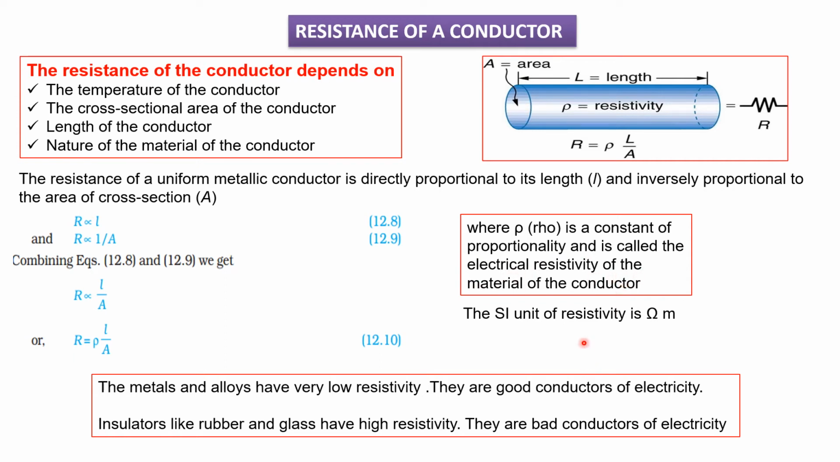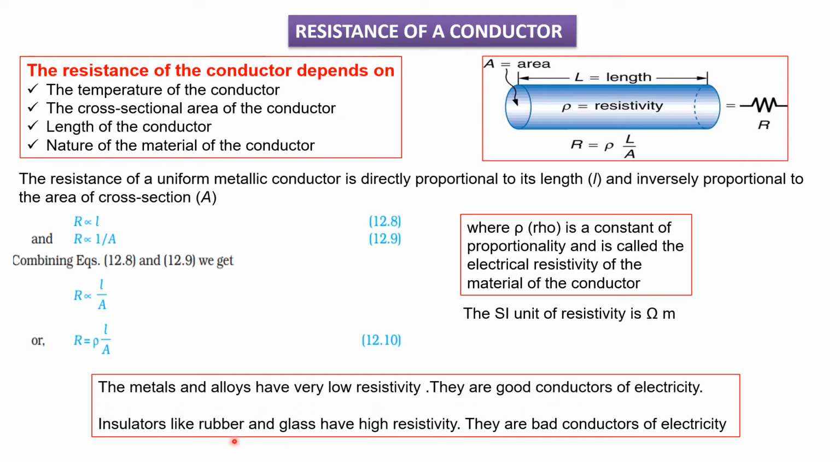It is also called the constant of proportionality or resistivity, so that R is equal to rho L by A. Rho is nothing but resistivity, correct? And it has a unit. The SI unit of resistivity is ohm meter. Remember this, ohm meter. So we can write the formula R is equal to rho L by A. That is the resistance of a conductor.